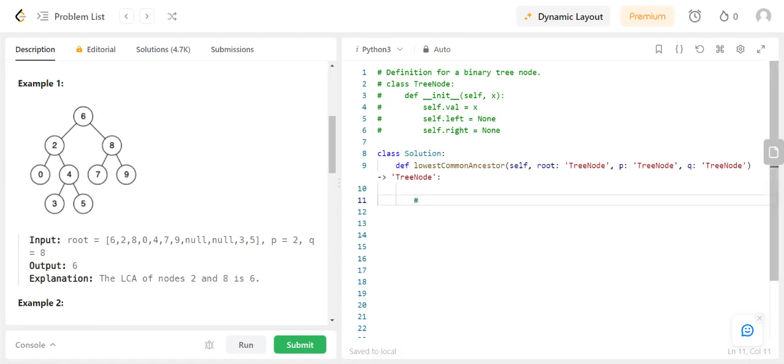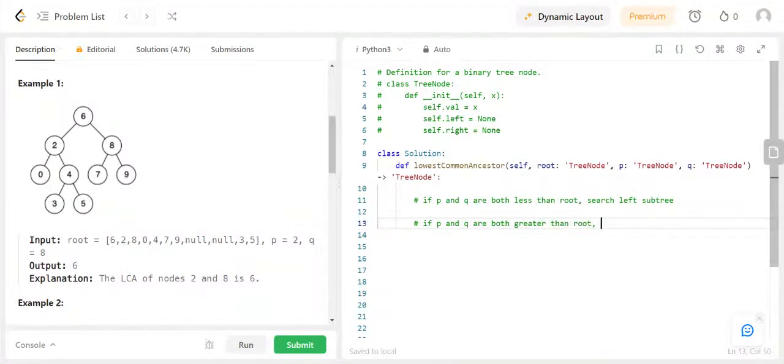Let's just comment that. If P and Q are both less than root, then search left subtree, and if P and Q are both greater than root, then search the right subtree.